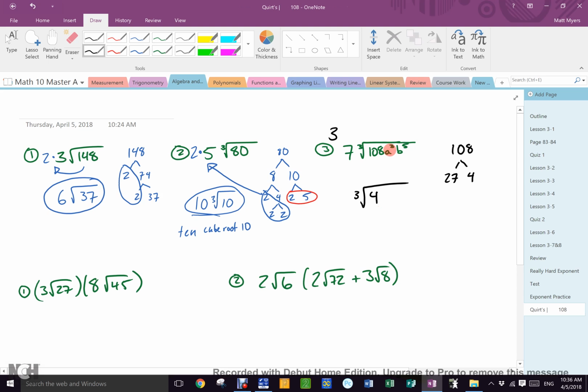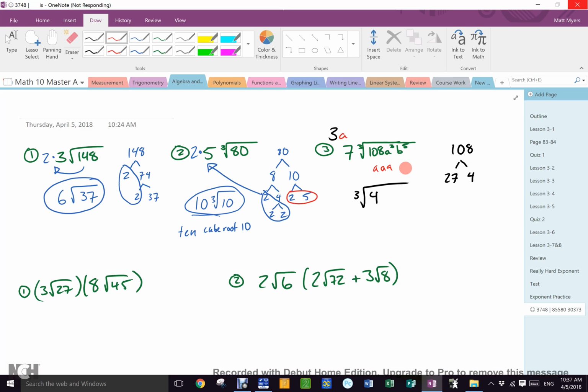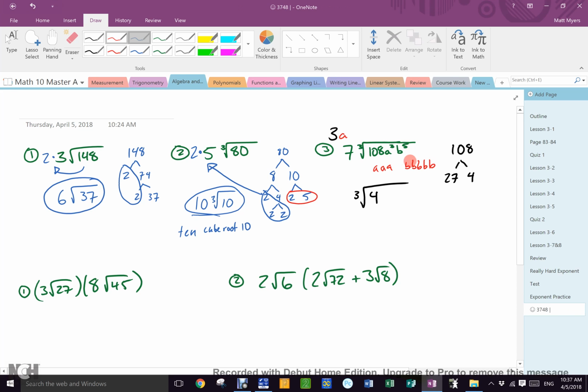How many groups of 3 A's can I get out of there? A cubed means I have 3 A's. Is that a group of 3? So can I take it out? So also coming out to the front is an A. I also have 5 B's. Can I get out a group of 3? Yes, I can. So what else is coming out to the front? A B. What did I leave under there?